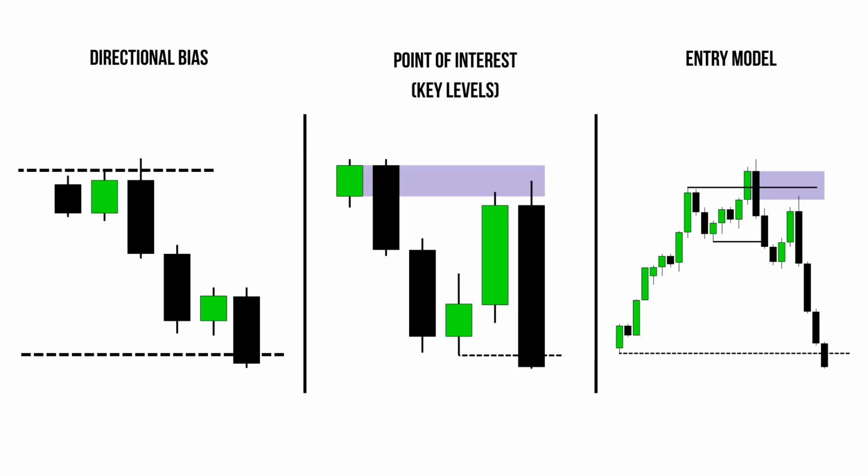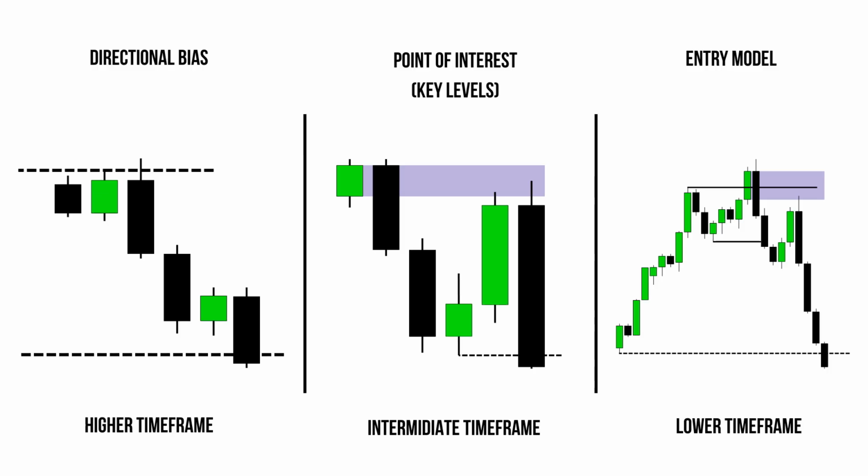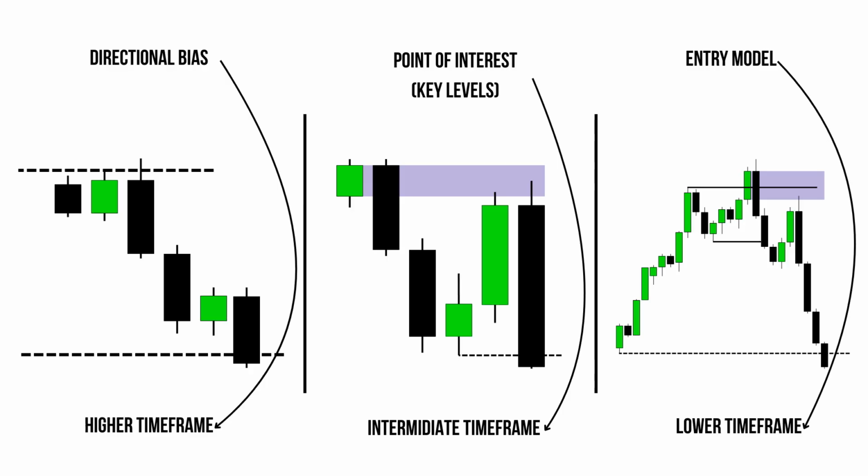Now, these three elements occur at three different time frames. Your directional bias, you are expected to look for it in your higher time frame, and your POI, you are expected to look for it in your intermediate time frame, and your lower time frame, you are expected to find your entry model there. So to perform effective top-down analysis, you must work with three time frames to frame these three elements, which are your directional bias, your point of interest, and your entry. This is how simple and systematic your trading should be.